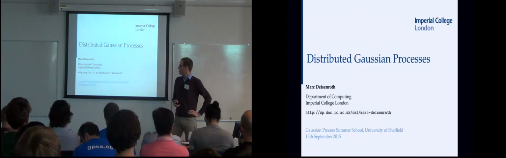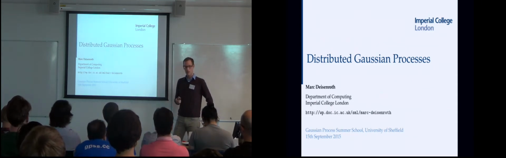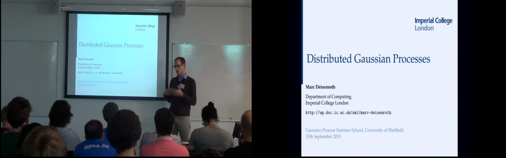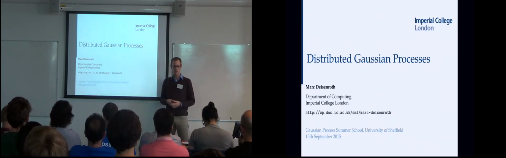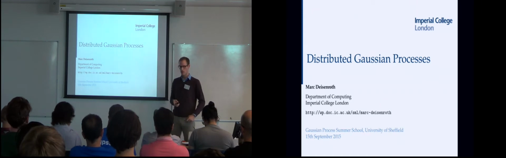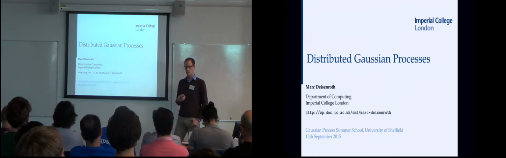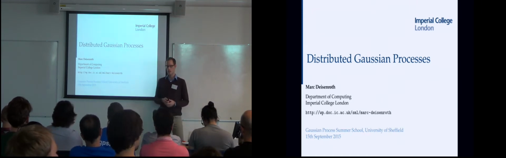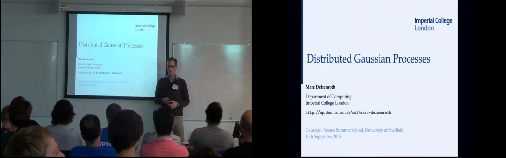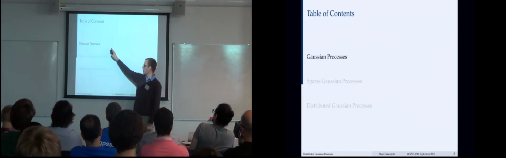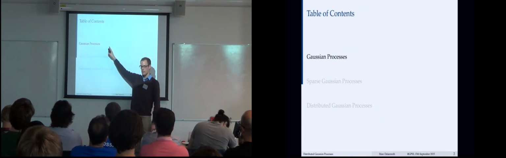Okay, so as Neil said, I'm going to talk a bit about distributed Gaussian processes. How can we scale up Gaussian processes if we deal with slightly more interesting data set sizes than 100 data points? So this is pretty much my outline.